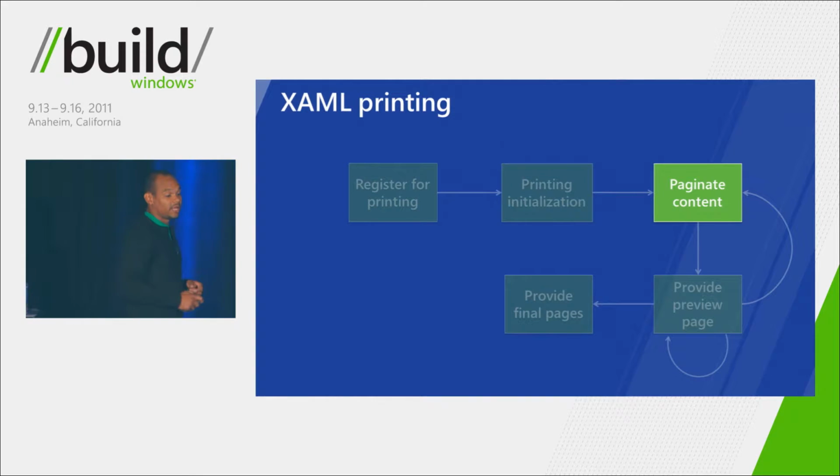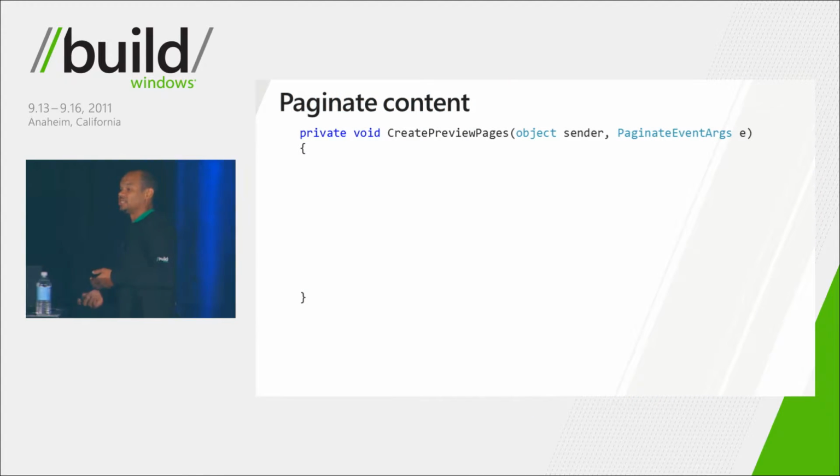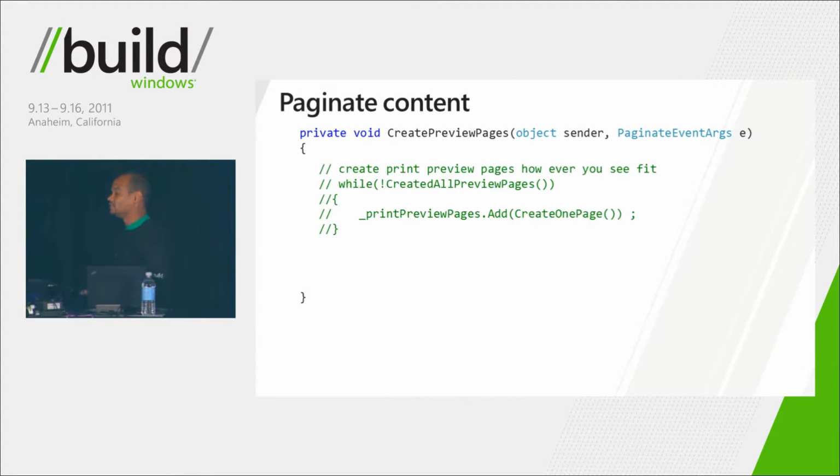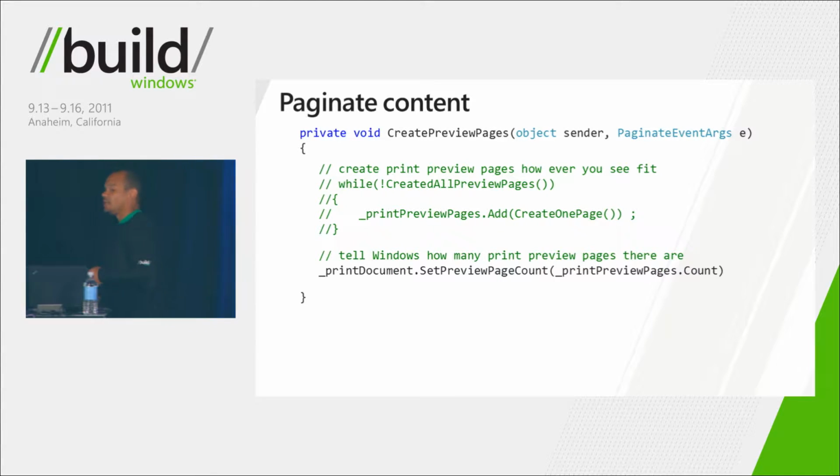The next step, which is paginating your content, is also left up to the application. So you could provide the root visual like I mentioned earlier. You could paginate your own content however you see fit. So in this example, I just have a simple loop, which while I haven't created all my preview pages, I call some function that I've created which adds one preview page to my cache of pages. But this is left up to you, the developer. The one thing that you do have to do during the pagination process is tell Windows how many preview pages you ended up creating so that they can expose this to the user.